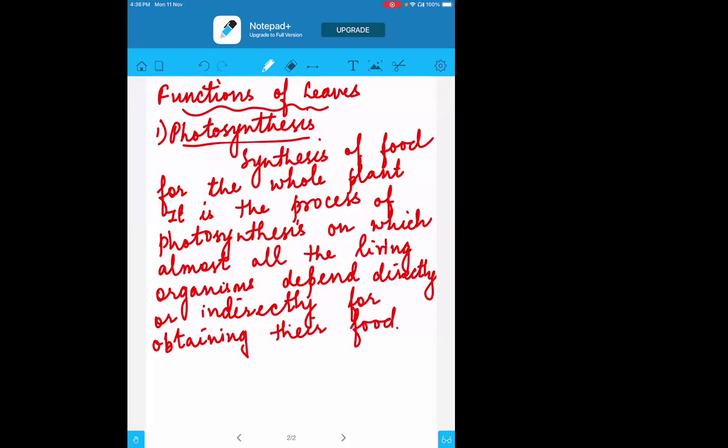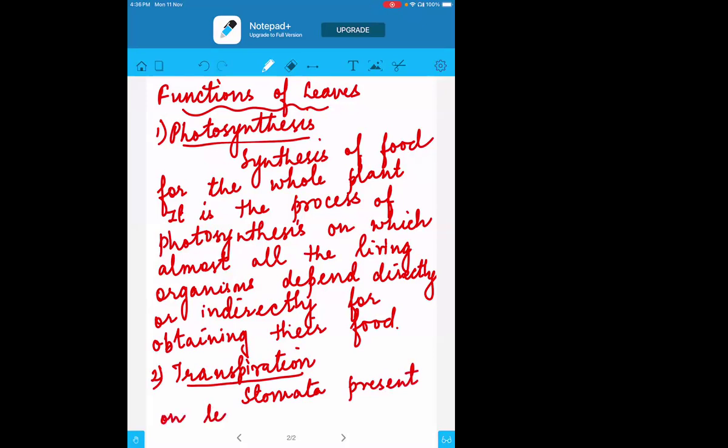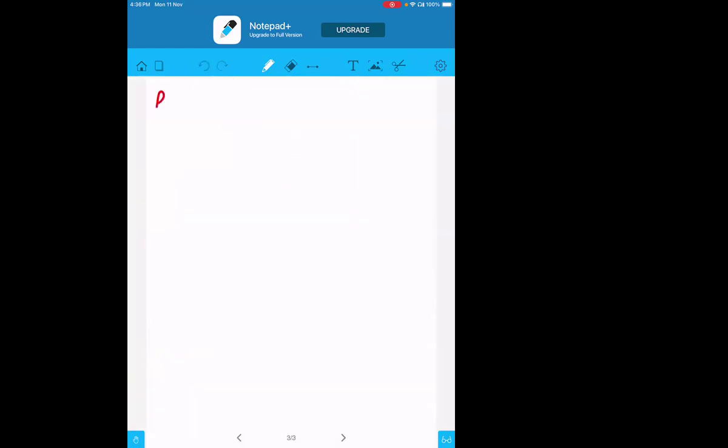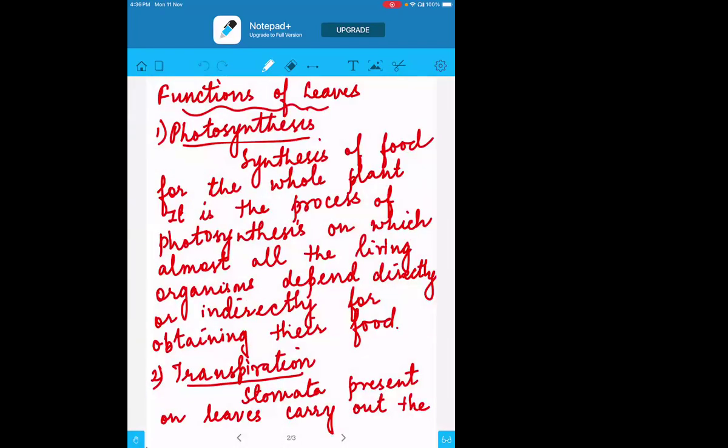The second thing is transpiration, which is the removal of excess water from the surface of the leaf. The stomata present on leaves carry out the process of transpiration. Ma'am, can you go to the previous slide? Yes, I'm going back. Just a minute. Let me complete this word. I'll go back now. So write these two points, then we will write the third point.